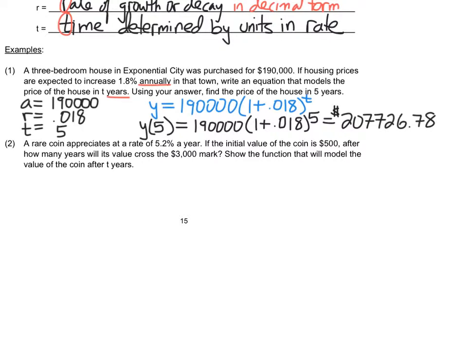All right, so we have an initial amount. It starts off being worth $500. Its rate of increase is what? 0.052. All right, t ultimately is unknown, right? How many years will it take to cross the $3,000 mark? All right, so I want to sell this thing. I want to see what I can make off of it.